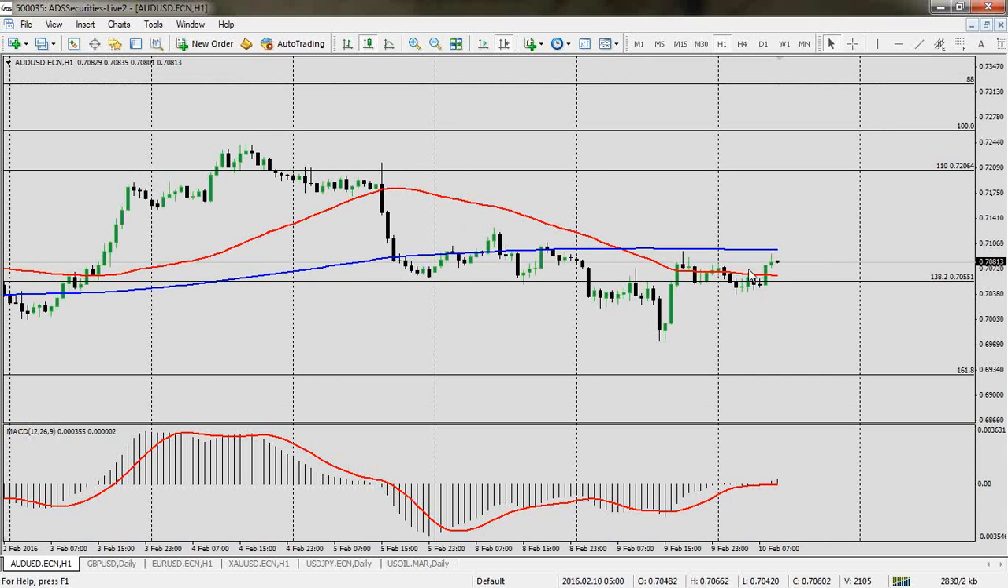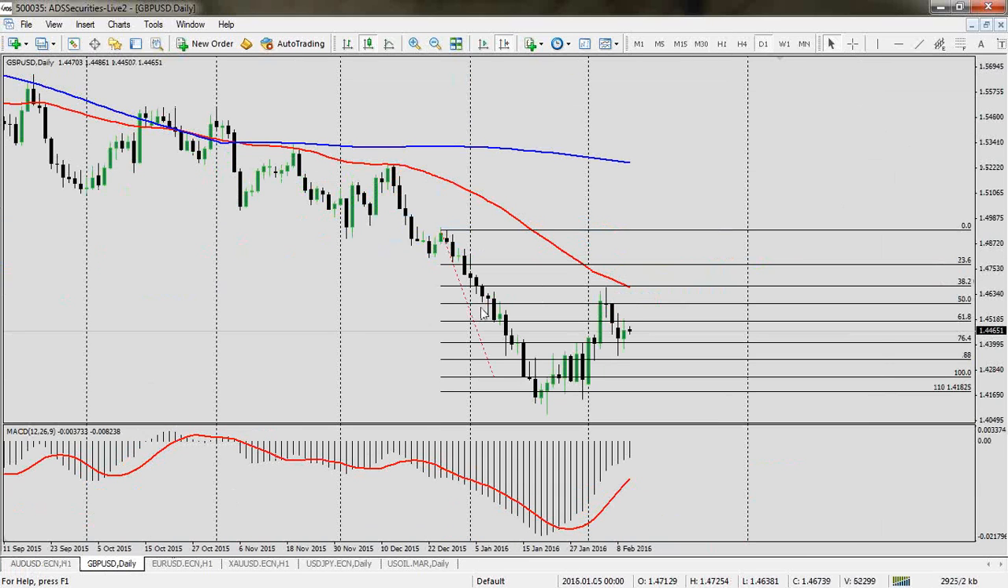In that case, whenever that happens, our actual target is not going to be at the 0.726 level, but actually it will go towards the 0.7322 level. That's the overall bullish target for this pair for this week, and it will give us approximately 240 pips profit. Moving on to cable.